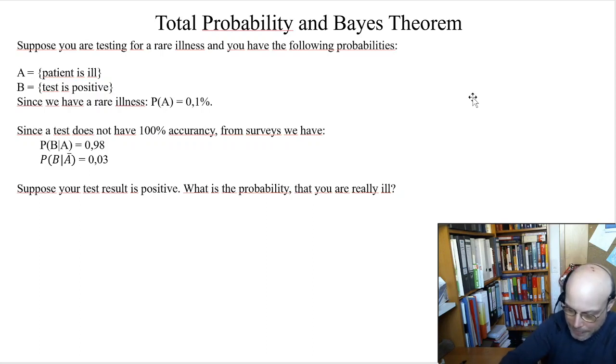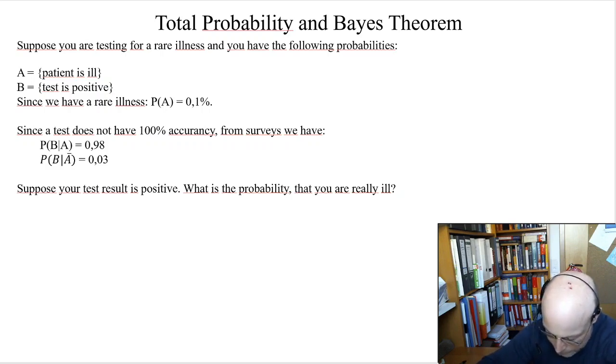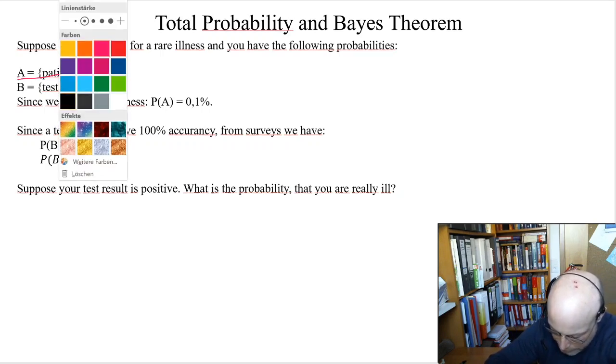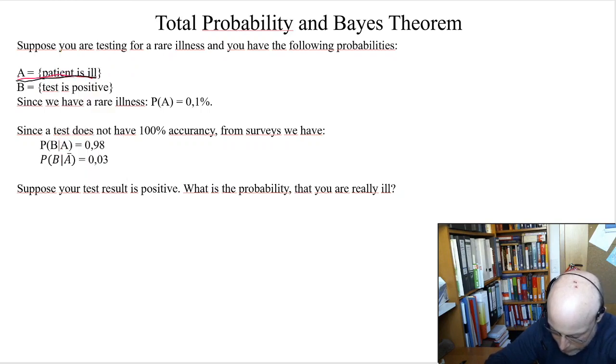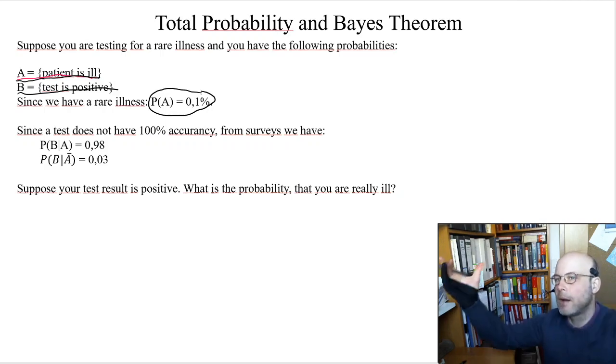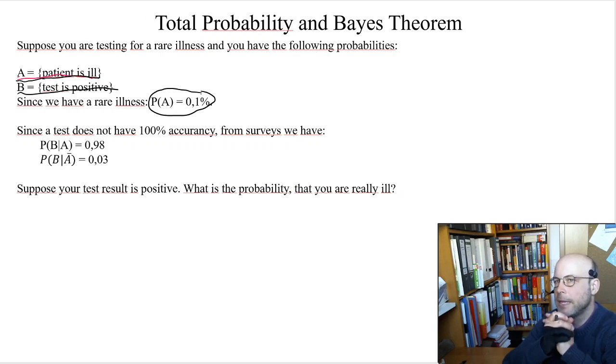That we say event A is that our patient is, let's take black again, that our patient is ill, and B is the probability that our test is positive. We have a really rare illness, so only 1 promille probability that out of some sample of, let's say, 10,000 people or so is really ill.